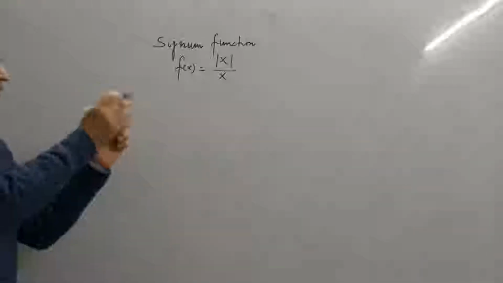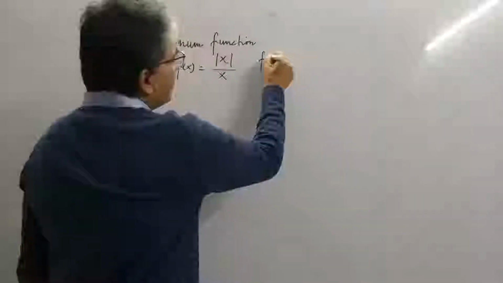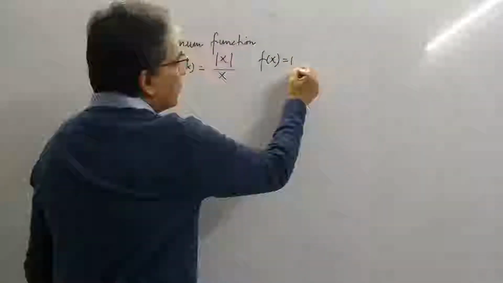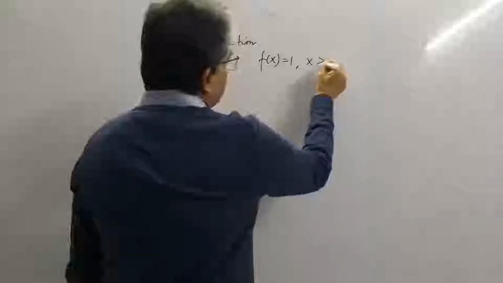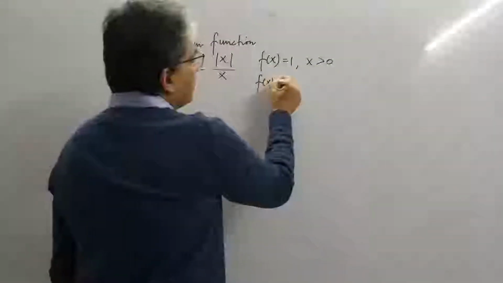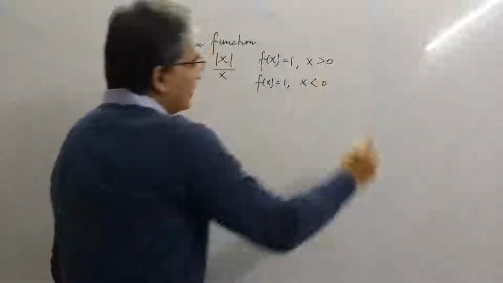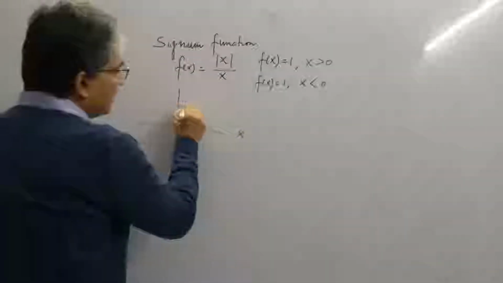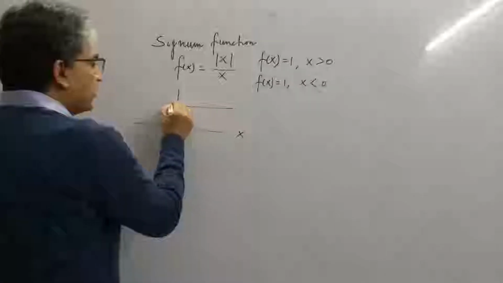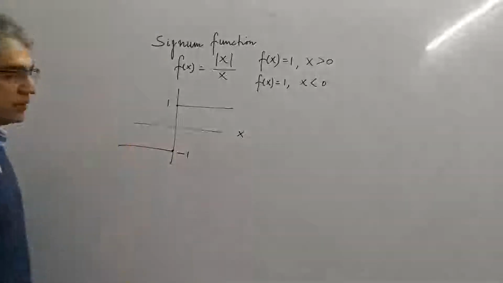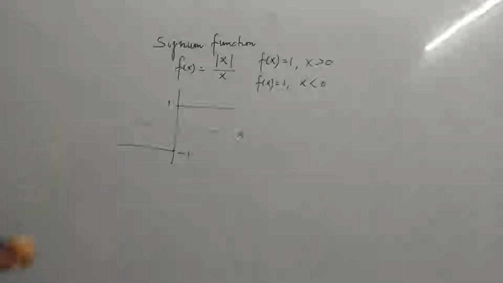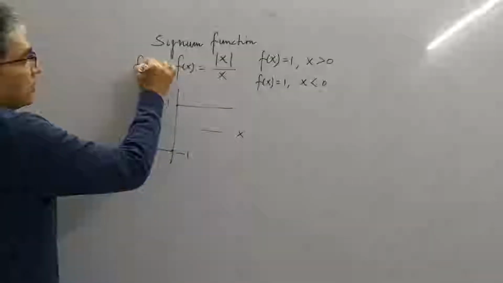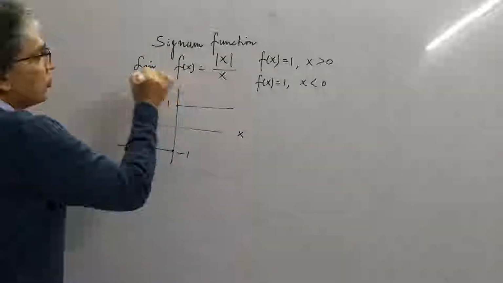Now you can write it a little differently, that this also means that f(x) is 1 when x is positive and f(x) is minus 1 when x is negative. Now I'll make a diagram of this. This means that if you take x here, when x is positive, this is 1, and when x is negative, this is minus 1. Now you check the limit of the function when x goes to 0.